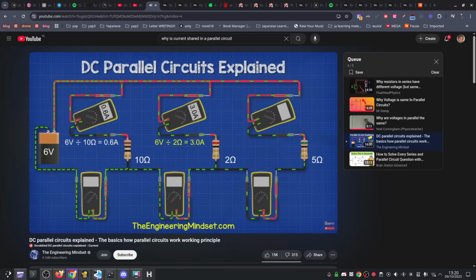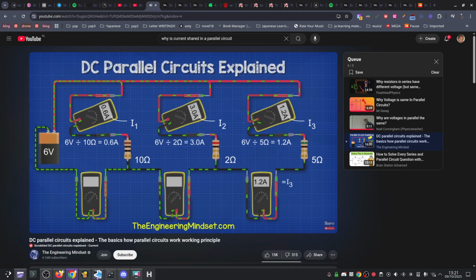Resistor 2 is 6 volts divided by 2 ohms, which is 3 amps. And resistor 3 is 6 volts divided by 5 ohms, which is 1.2 amps. So the current in this part will be 1.2 amps because there's only the current from the single resistor. The current in this wire will be 4.2 amps because there's the current of resistor 2 and 3 passing through it. The current here is the total current, which is 4.8 because of the current in all 3 branches flowing through it.